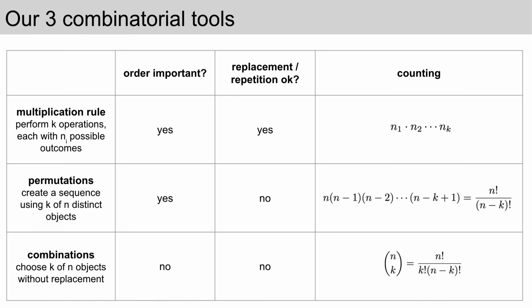In conclusion, the slide here outlines the 3 combinatorial tools that we've explored in this video. The appropriate tool for the job depends upon whether the order of outcomes is important, and whether repetition or sampling with replacement is okay in the outcomes.